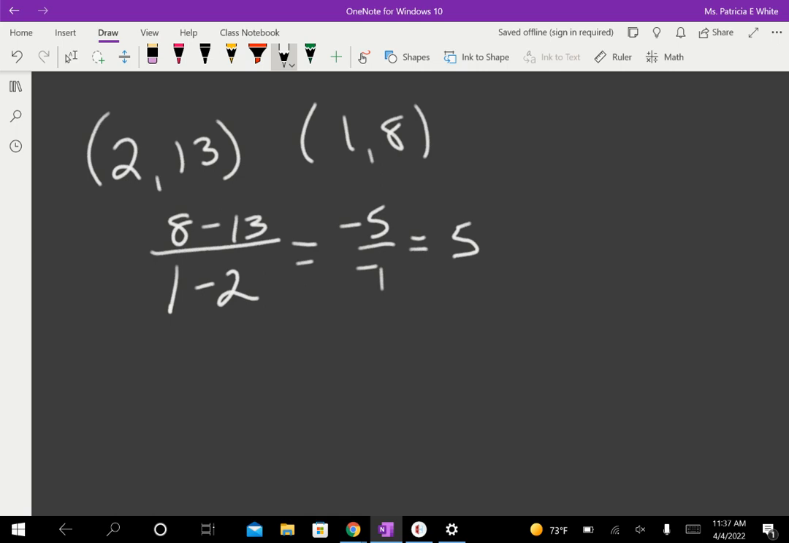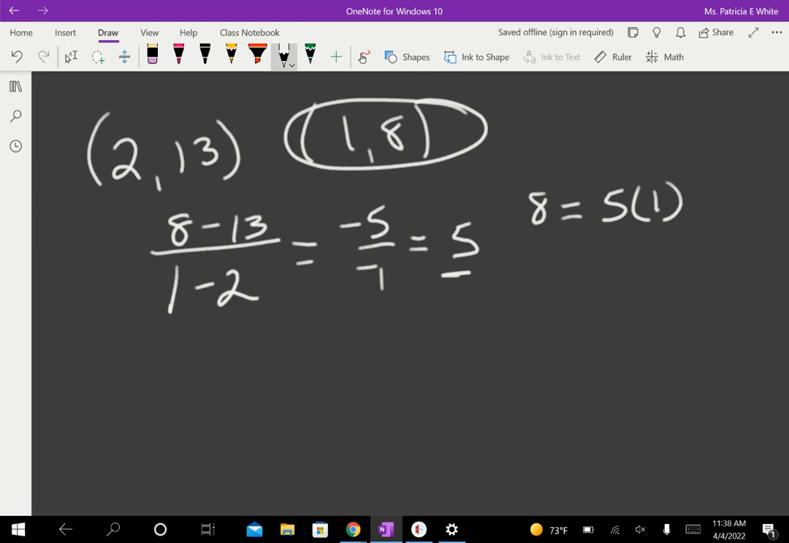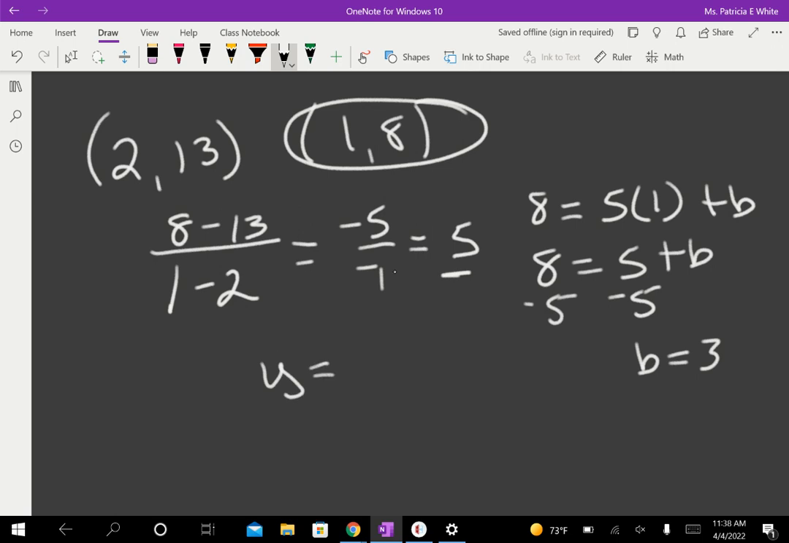All right, what point do you want to choose to start solving for B? 1 and 8. Okay, so if I do this, there's my X and Y, there's my M. So it's 8 equals 5 times 1 plus B. And 8 equals 5 plus B. And then you subtract 5 from the side, which turns into 3. So Y equals 5X plus 3.